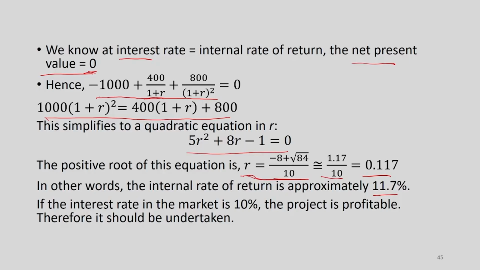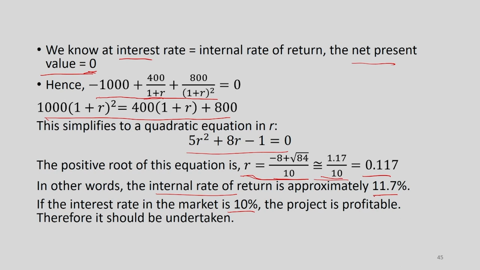So, this is the answer to the first question. What was the internal rate of return? It is coming out to be 11.7% approximately. Why approximately? Because at this stage we have taken the approximate value, right. Now, come to the second part. The second part is saying that the interest rate in the market is given as 10%. So, the question is, will the project be undertaken?